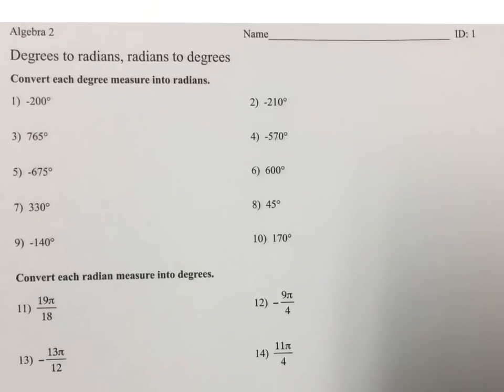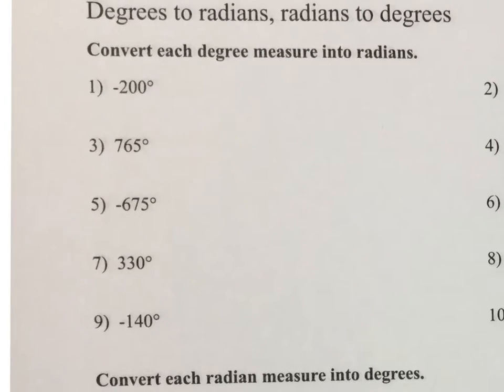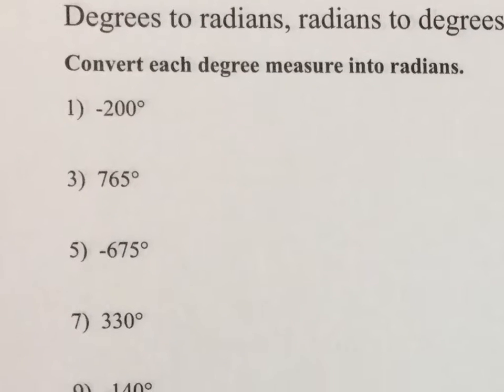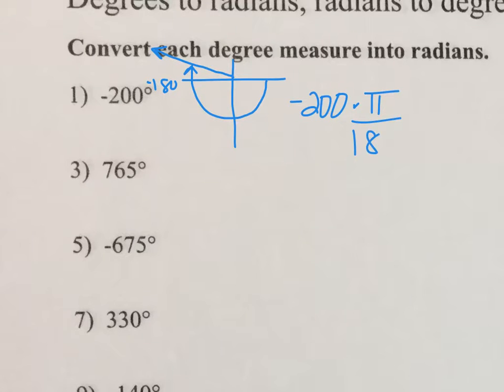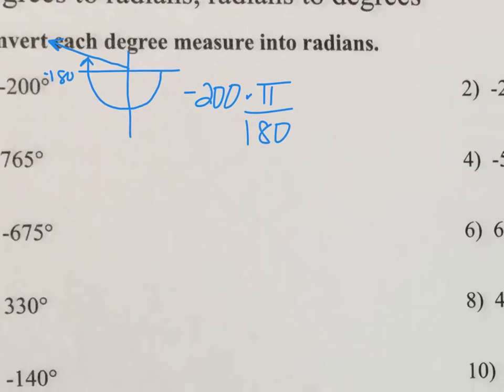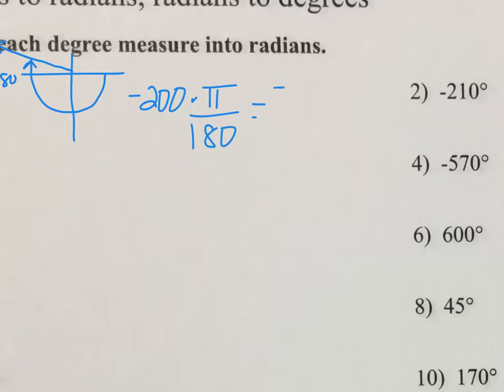So let's see. Oh, look at that. I have some problems down here to test it on. Convert from degree to radian. So negative 200 degrees. So if we were to draw this, and you don't have to, but just to draw it for fun, negative 200 degrees is over here, because negative 180 is right here. So I would do negative 200, convert to radians, times pi divided by 180. Now I have negative 200 pi over 180.